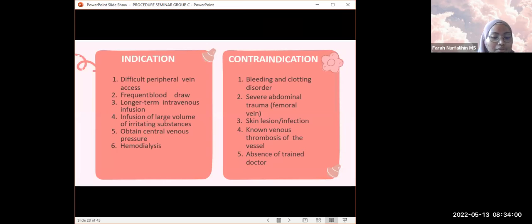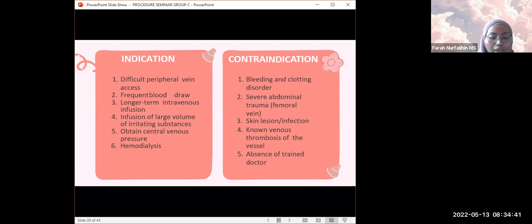Okay. Central venous line insertion is indicated in patients with difficult peripheral vein access, such as patients who are severely dehydrated. It can also be used for frequent blood draws in critical patients and longer-term intravenous infusion like nutrition support, and also infusion of large volumes of irritating substances, such as chemotherapy or contrast agents for imaging studies. It can be used also for obtaining central venous pressure in patients with persistent hypotension, trauma, sepsis, or burns, and it can be used as well for hemodialysis.